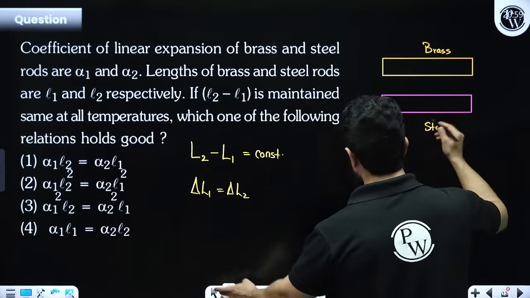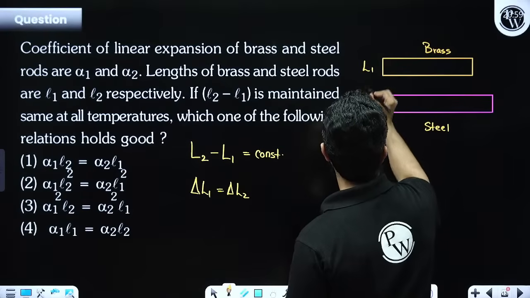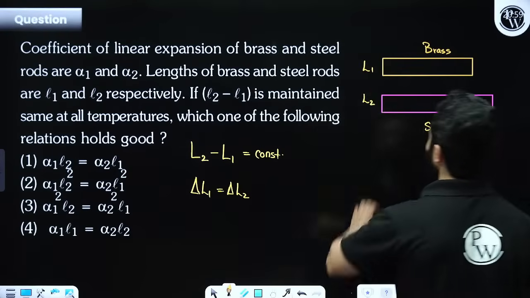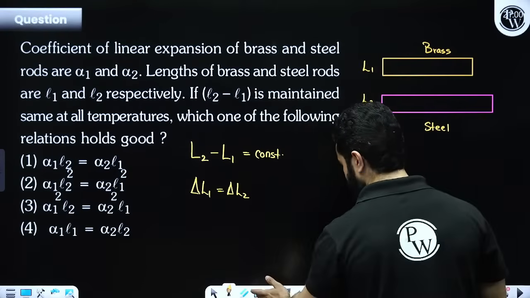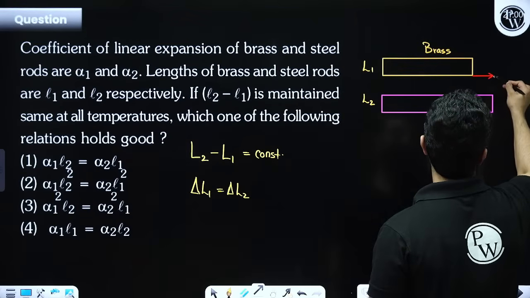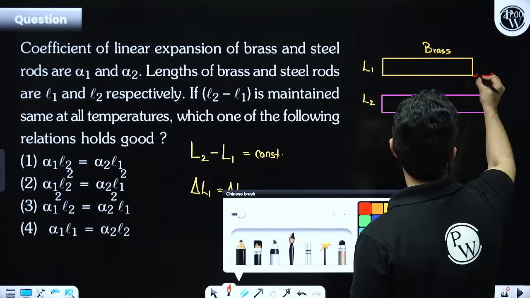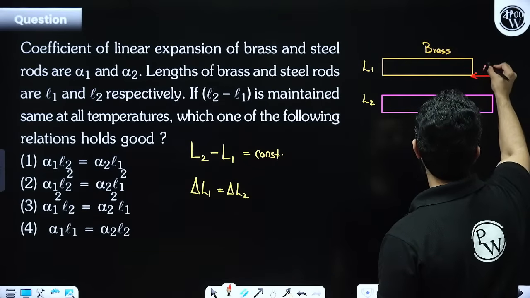Let's say their lengths are also different. Let's say this is L1, this is L2. And let's say this is at any temperature T0. So this is the change in length. This is the L1 minus L2. Now they are saying that this will remain the same. At all temperatures, this remains the same.